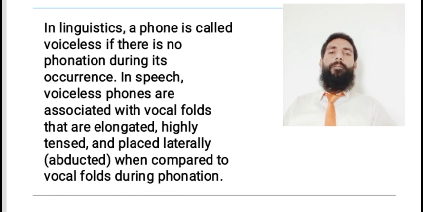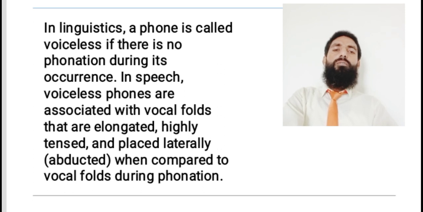In linguistics, a phone is called voiceless if there is no phonation during its occurrence. Yes, in linguistics, which I have already told you is the branch of science which deals with the study of language.